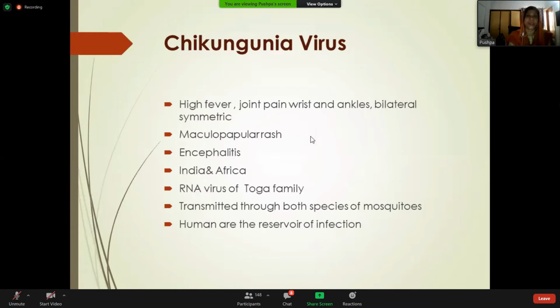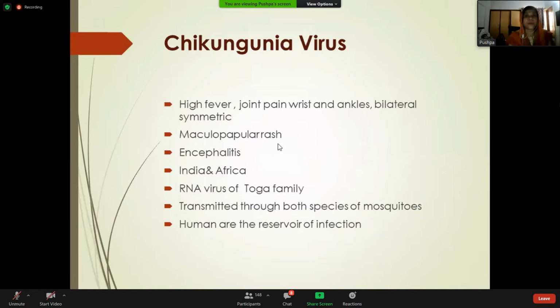Okay. In chikungunya virus, there's high fever and joint involvement. The joints involved are bilaterally symmetrical. What I mean by this statement is that both the wrists are involved, both the ankles can be involved, and this can remain for a longer time, like for a month. There's weakness and joint pain and swelling.